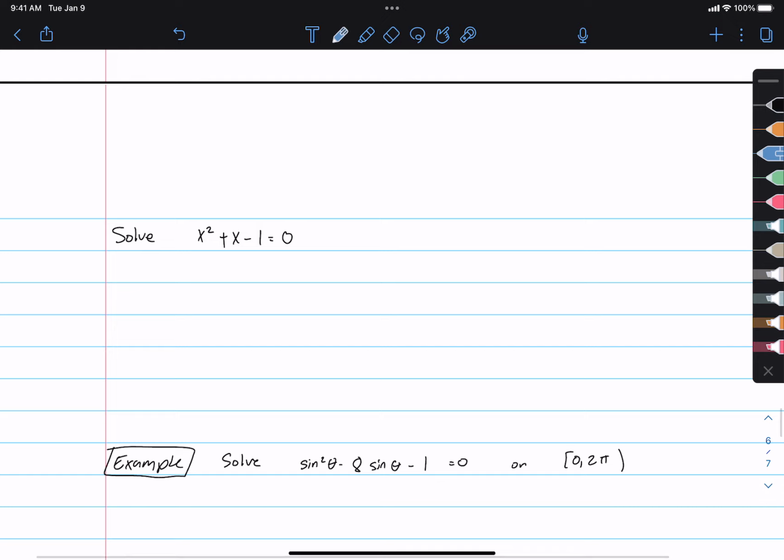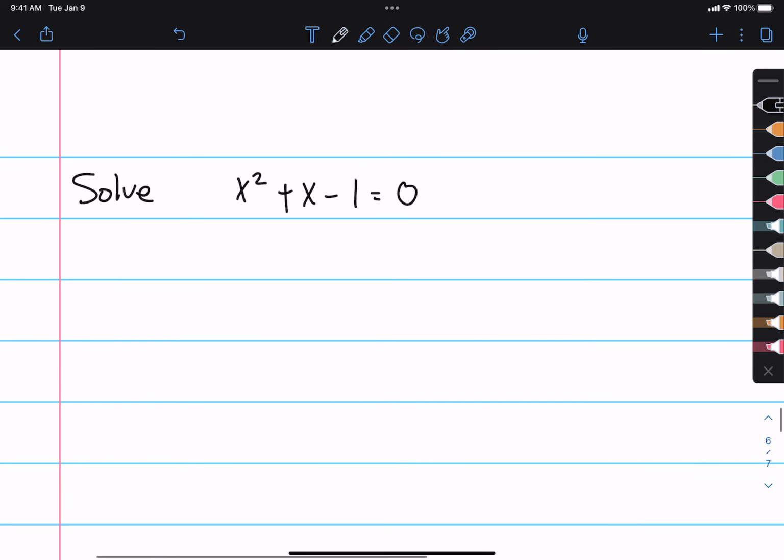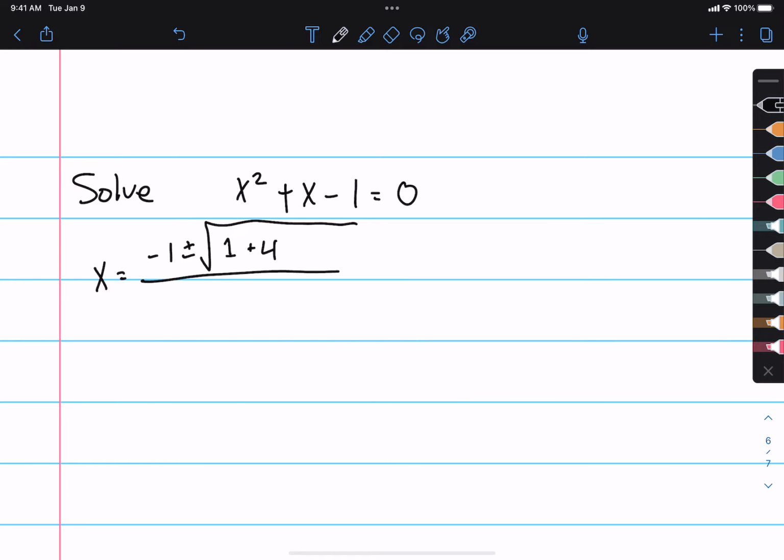Moving on to this next one, how would you solve this? Try as you might, you cannot factor this. So we're going to need to use the quadratic formula. So x is equal to negative b, which is negative 1, plus or minus the square root of b squared, which is 1, minus 4ac, so plus 4, all over 2a, which is 2. We're going to get x is equal to negative 1/2, plus or minus the square root of 5 over 2.